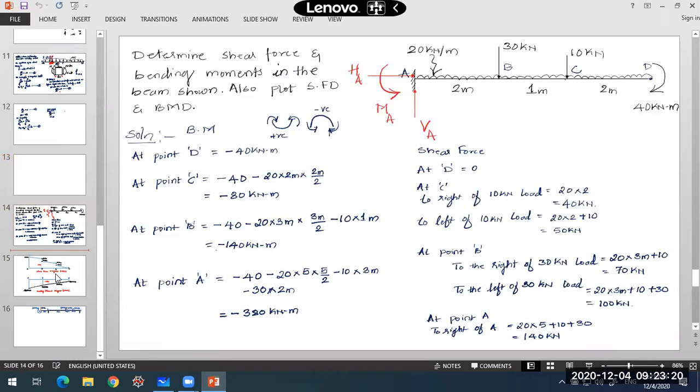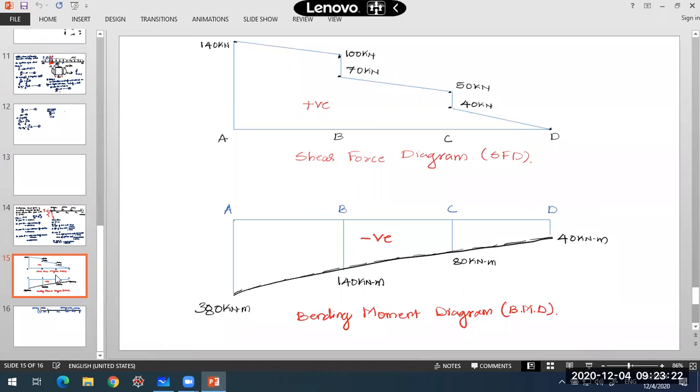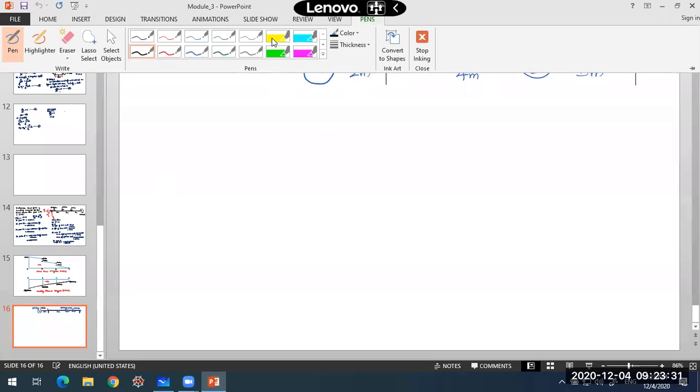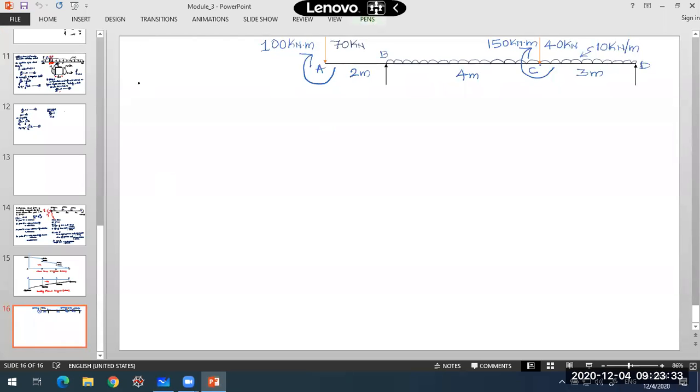So in this plot, what we plotted was for the previous cantilever beam that we solved. Now let's try to plot it for one more beam. First we'll go for calculating the shear force and bending moment in this beam. Here we have an overhang portion, which is projecting outside the support over here. So this part we call the overhang.